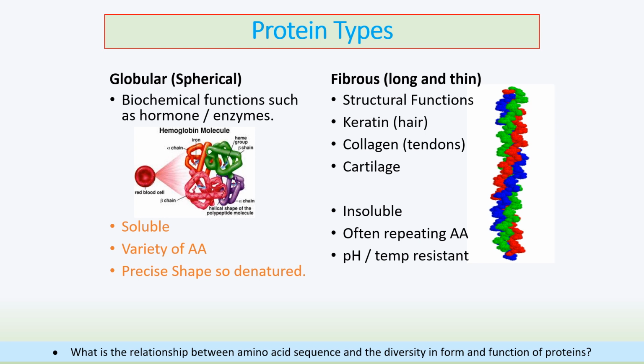Whereas opposite to this is something called a fibrous protein, which is long and thin. It's got structural functions such as keratin, which makes hair, collagen, which makes your tendons, and cartilage, which makes your nose and ears. Because it's structural, it just needs to be strong, and it just needs to be insoluble, which means it won't dissolve in water. It's often repeating amino acids, often a lot of glycine because it's the smallest amino acid, so it can be as compact as possible, and it's often pH and temperature resistant.